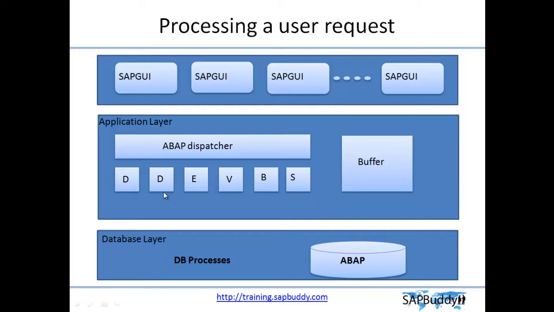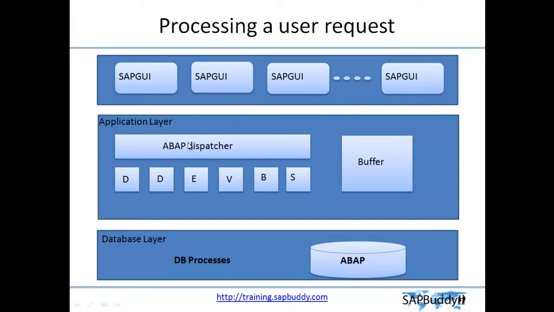Now you may think there are only two dialog work processes in this particular server. How is it going to work? Let's say in this particular system you have 10 users who logged into the system. How is it going to handle it? It may not be possible that all the 10 users are triggering some task at the same time. Let's assume 5 users are triggering some task, let's say some dialog task.